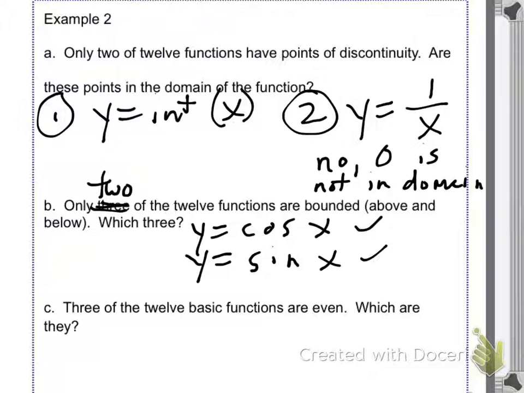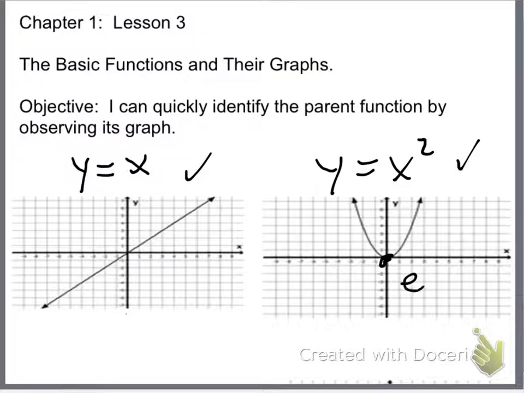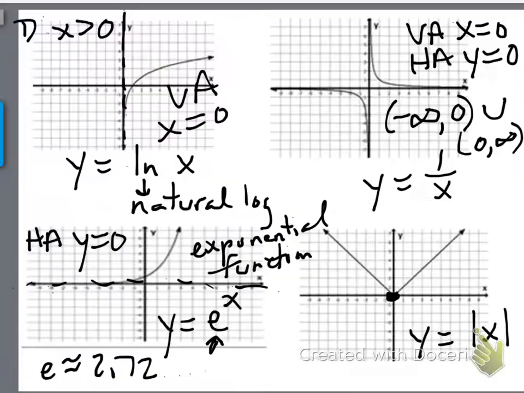3 of the 12 basic functions are even. Which are they? Now remember, even is symmetric about the y-axis. So if you flip it sideways, it's the same. Well, y equals x squared is even, right? Parabola is always, well, y equals x squared is symmetric about the y-axis. There's one. Not the ln, not the 1 over x, not e to the x. Oh, absolute value is even. Okay? Because again, if you flip the v sideways, it's still a v.